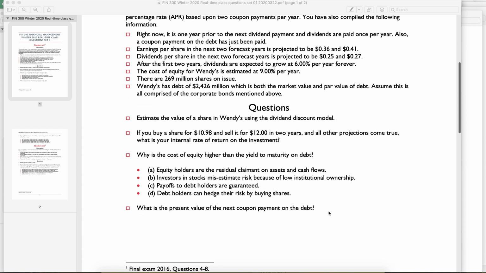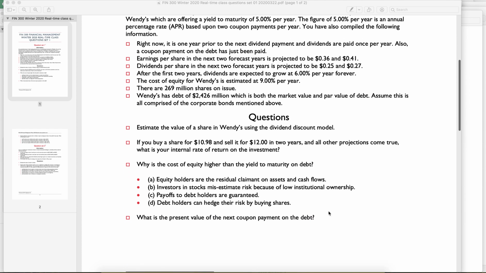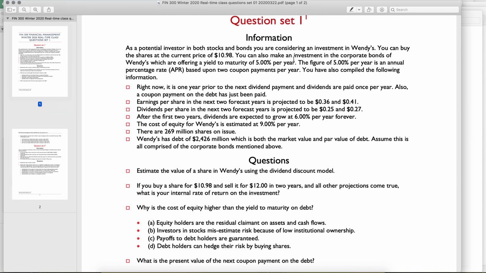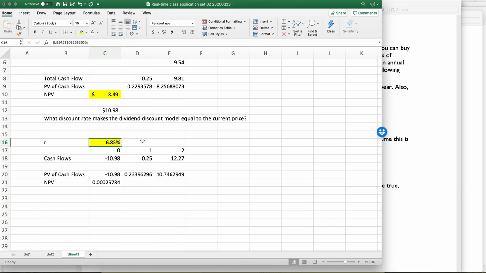All right, the last question on question set 1 is what's the present value of the next coupon payment on the debt? So we have a yield to maturity of 5%, and it's also trading at $2.4 billion of market value and the par value. When it says the market value and the par value, it means that the yield to maturity is also the coupon rate because it's trading at par. So let's just work this out.